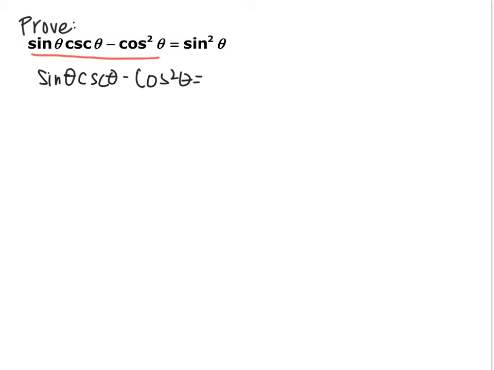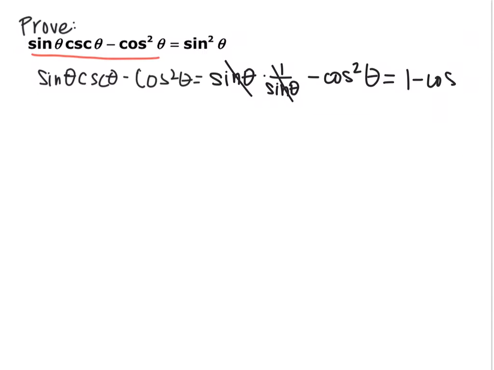So what is cosecant written in terms of sine or cosine? Well, cosecant is 1 over sine of theta. So now I've converted everything into sines and cosines. Well, what's the sine of theta times 1 over the sine of theta? Those cancel each other out, and you end up with just 1. So you get 1 minus cosine squared of theta.